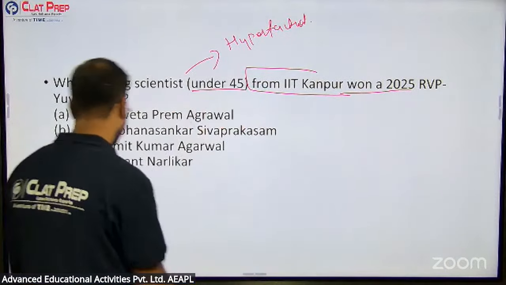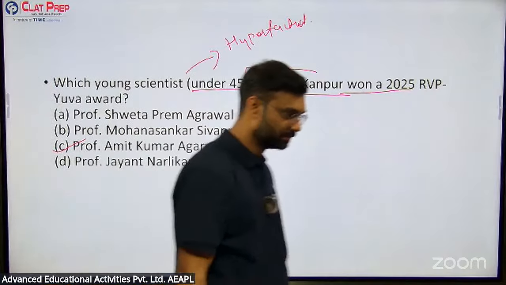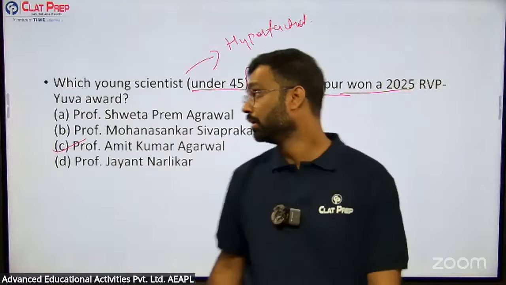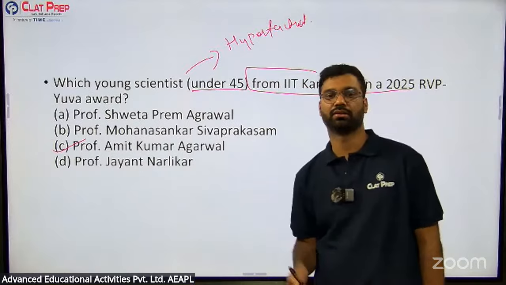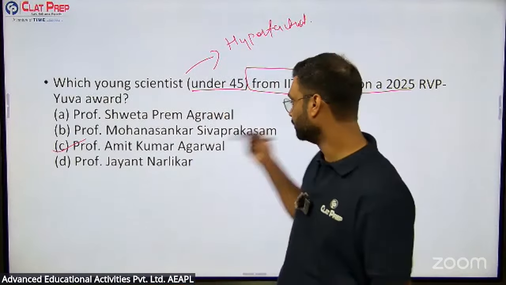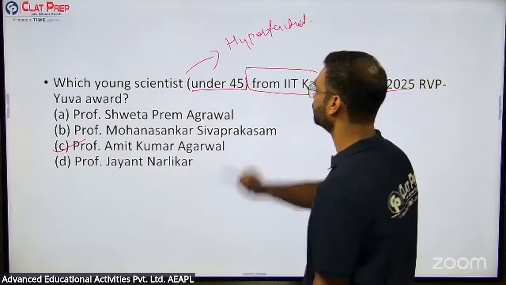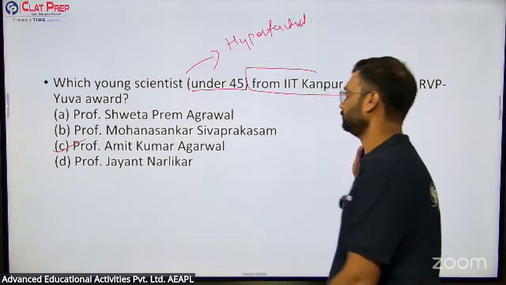Now, in this case, I know the answer. The answer is Amit Kumar Agrawal. He is one of the youngest persons to win this award. He is from IIT Kanpur. So, Amit Kumar Agrawal is the answer. Now, what would I have done if I had not known this information? I would simply skip this question because there's a negative marking. I'll simply skip this question.